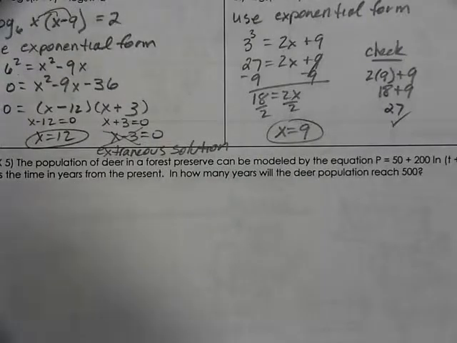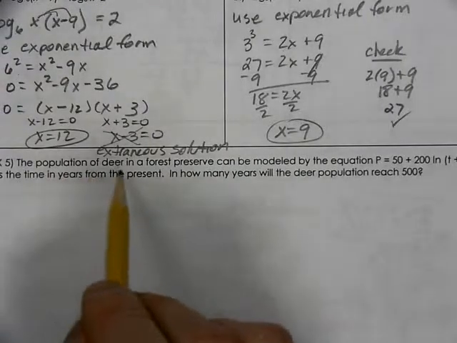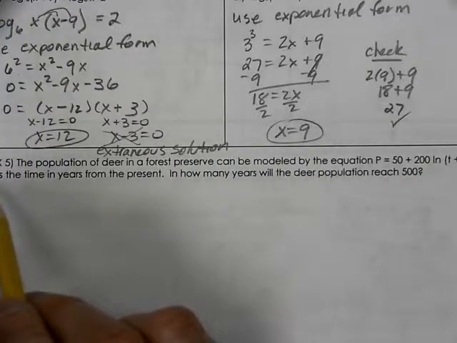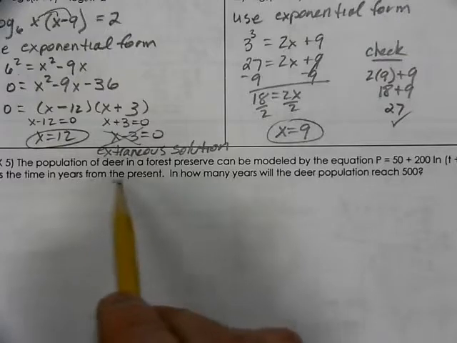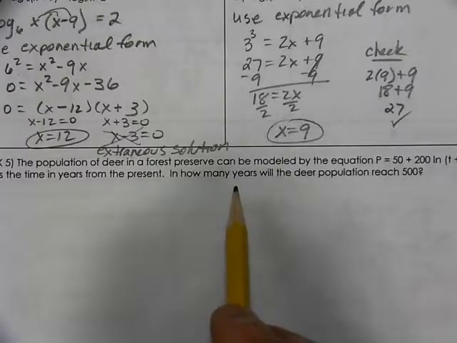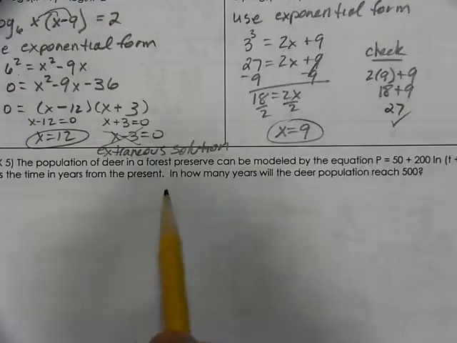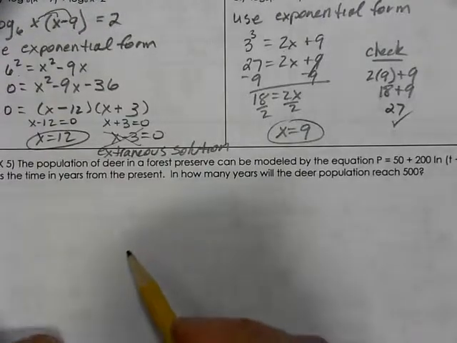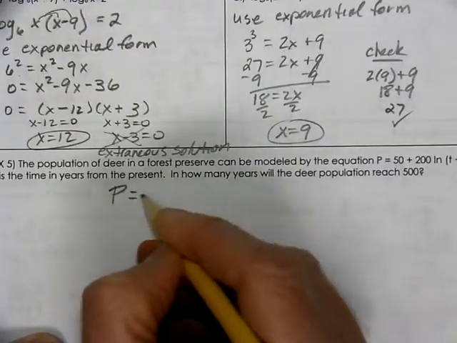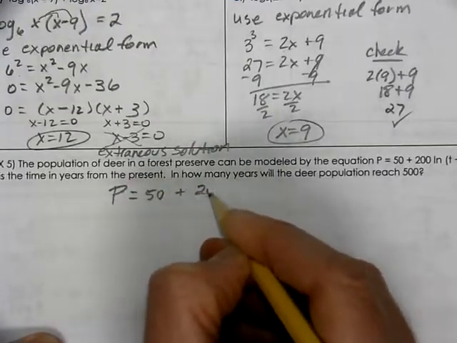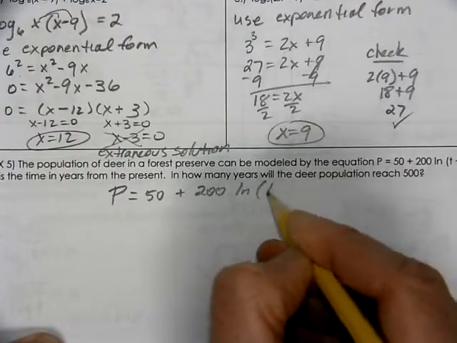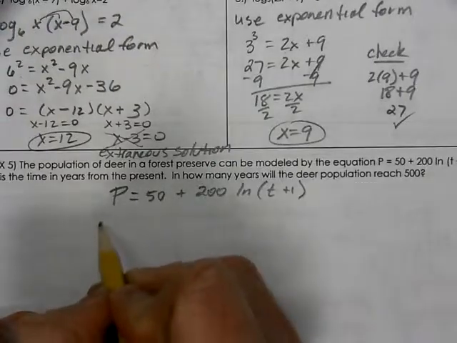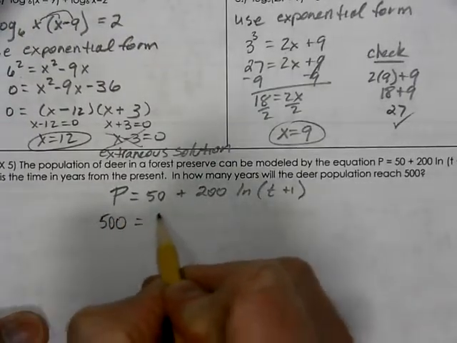So we have a story problem. The population of deer in a forest preserve can be modeled by this equation, where t is the time in years from the present. How long will it take for the deer population to reach 500? Well, we're starting out with our formula. And we know we want the population to be 500.